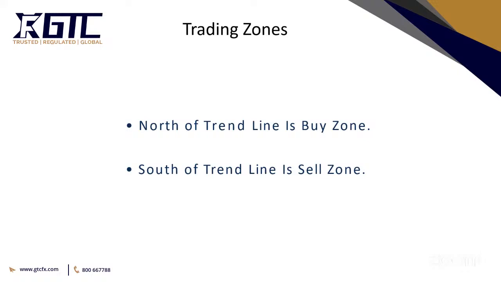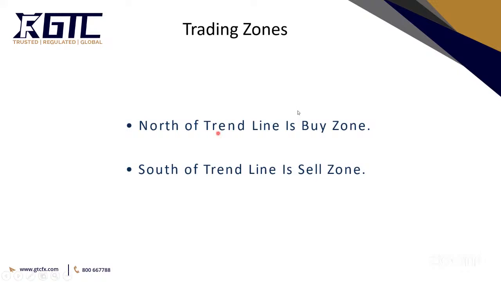Now, continuing from that point, let's try and define the zones here. North of a trend line is buy zone. All right. North of a trend line is buy zone, and south of a trend line is sell zone. All right. I repeat, sir.